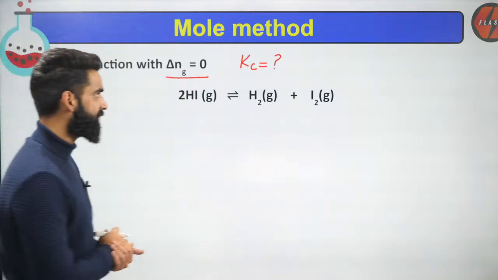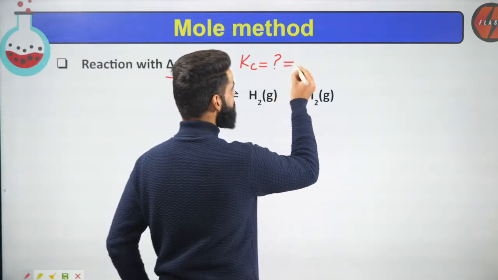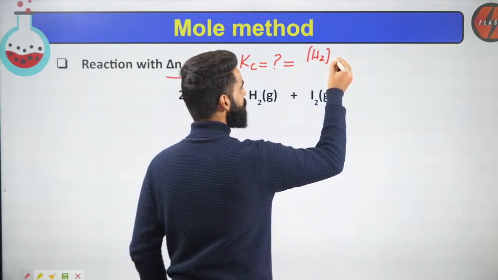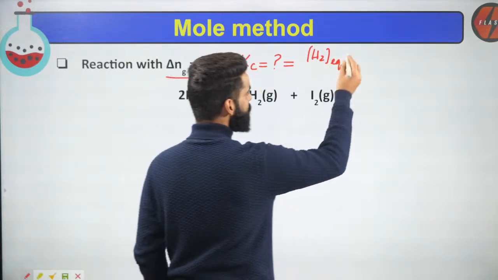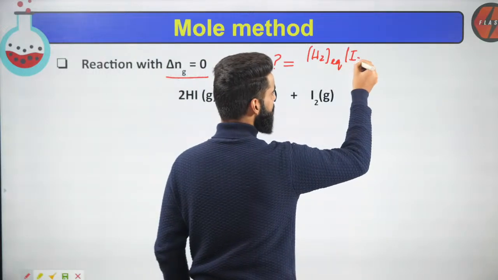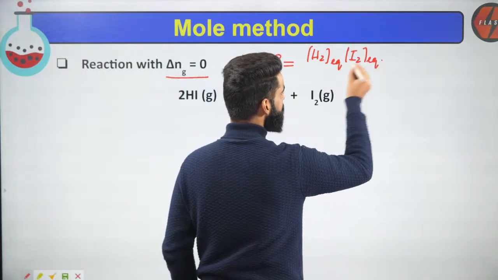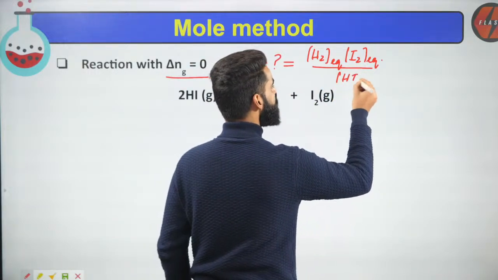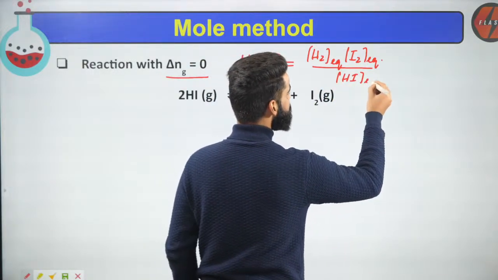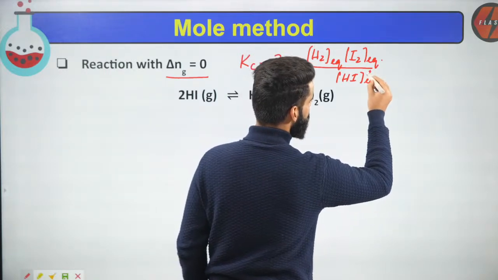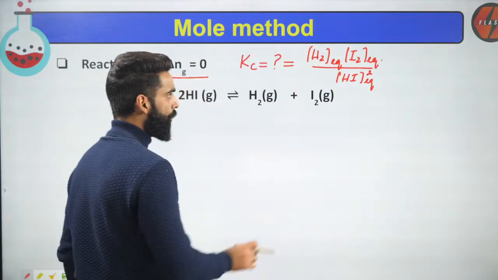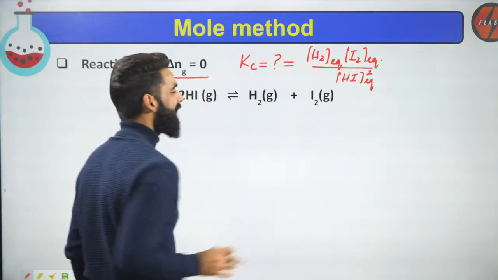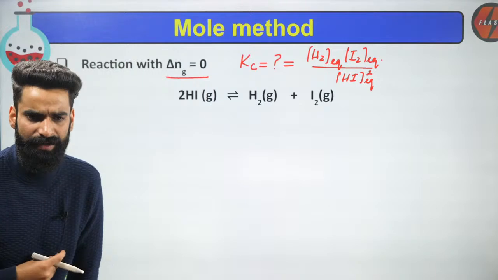What Kc for this reaction will look like. First of all, Kc will be equal to the concentration of H2 at equilibrium to the power of its stoichiometry coefficient, multiplied by the concentration of I2 at equilibrium to the power of its stoichiometry coefficient, divided by the concentration of HI at equilibrium to the power of its stoichiometry coefficient. The stoichiometry coefficient is 2. First of all, I should know what the concentrations of H2, I2 and HI are at equilibrium. How do I get that?